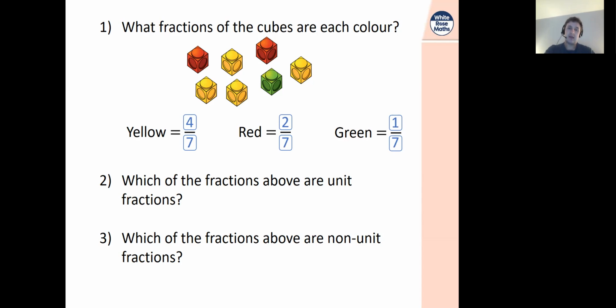Which of the fractions above then is a unit fraction? Think back to what we did yesterday. A unit fraction is where the numerator is 1. So the unit fraction is the green one, 1/7. The non-unit fractions are where the numerator is greater than 1, where it's 2 or more. Okay, so in this case, it would be the yellow, which is 4/7, and the red, which was 2/7. Okay, unit fractions, the numerator is 1. In non-unit fractions, numerator is greater than 1.